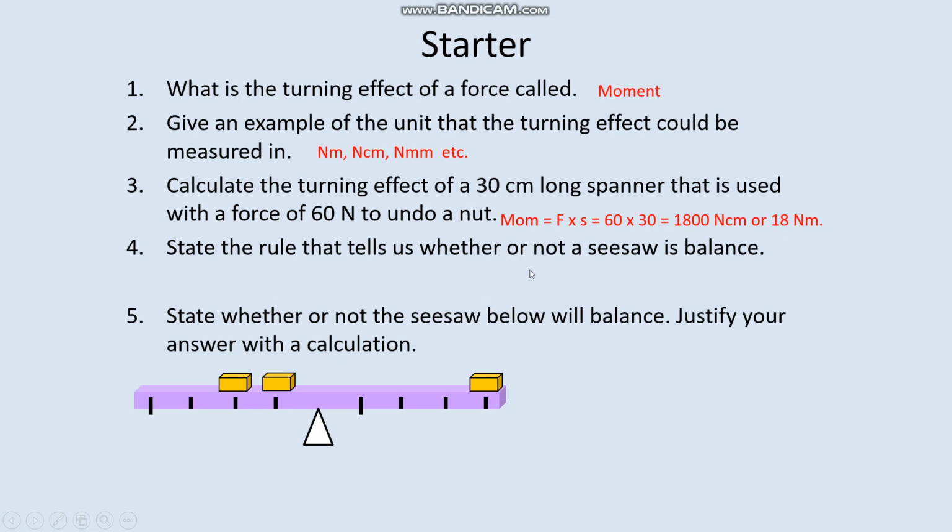State the rule that tells us whether or not a seesaw is balanced. It is the law or principle of moments, which says the total clockwise moments must equal the total anti-clockwise moments.